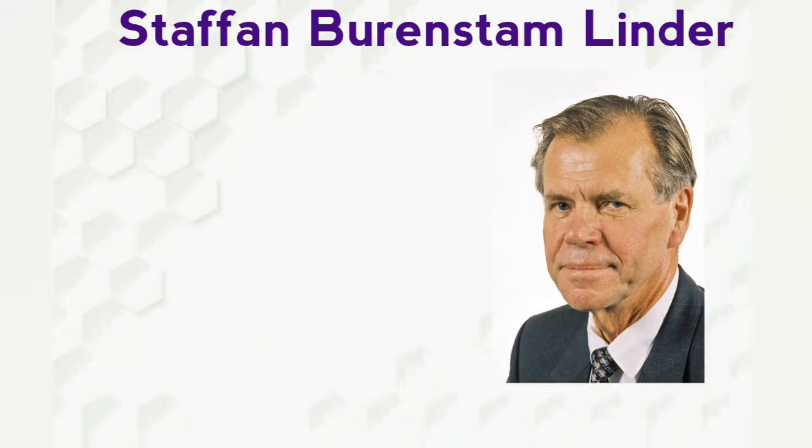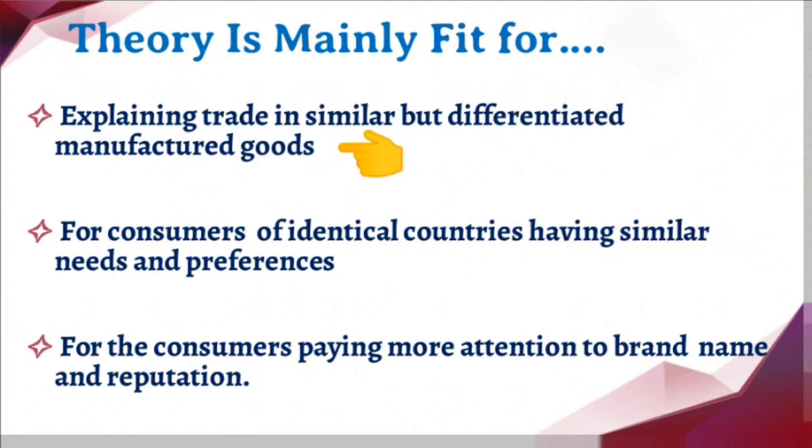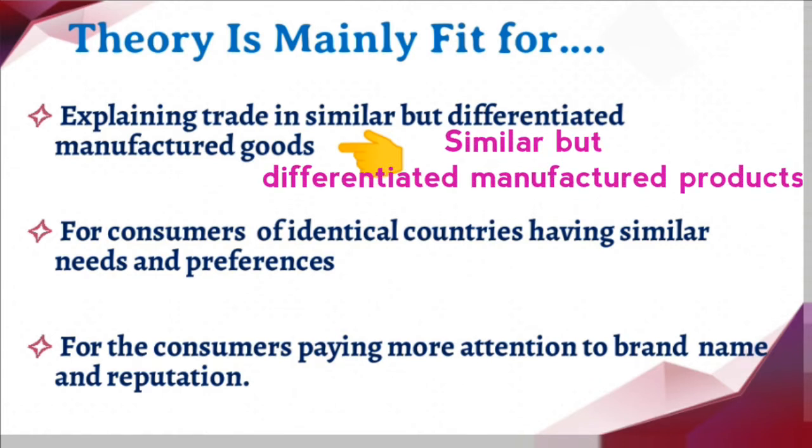In this theory, Linder suggested that the country similarity theory is particularly fit for explaining trade in similar but differentiated manufactured goods. So what is meant by similar but differentiated goods?